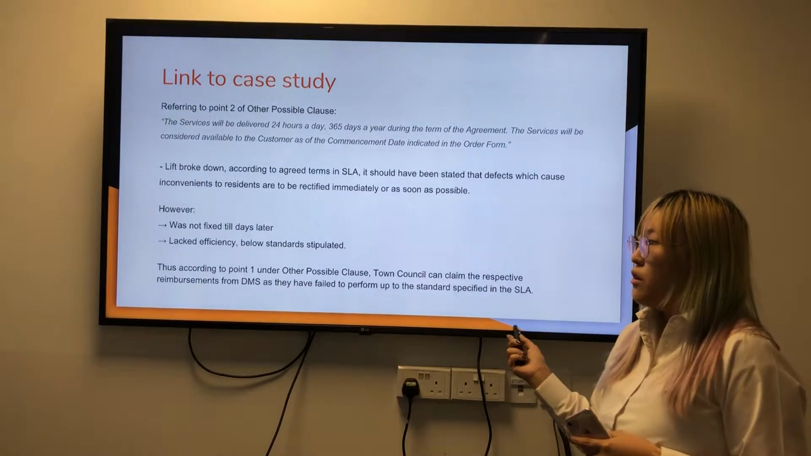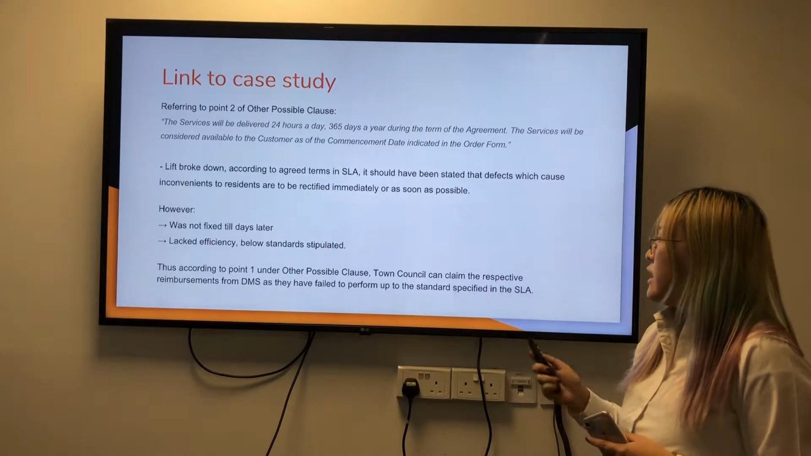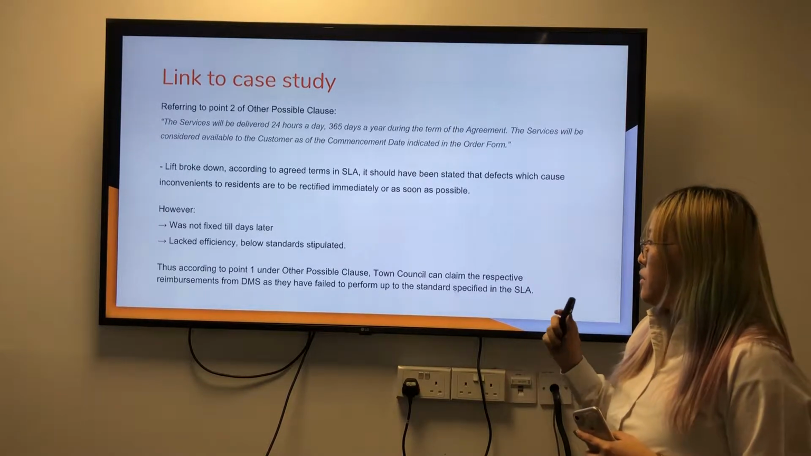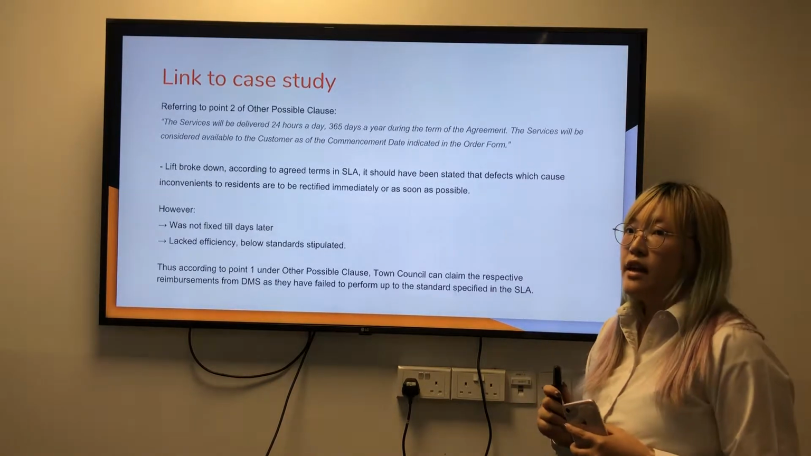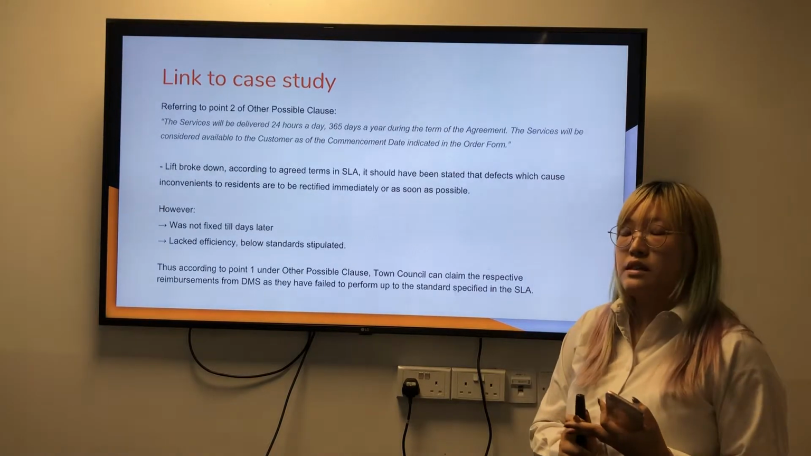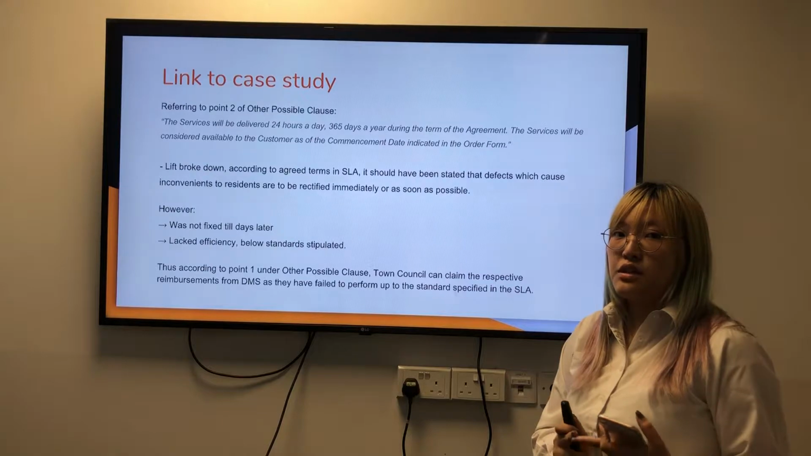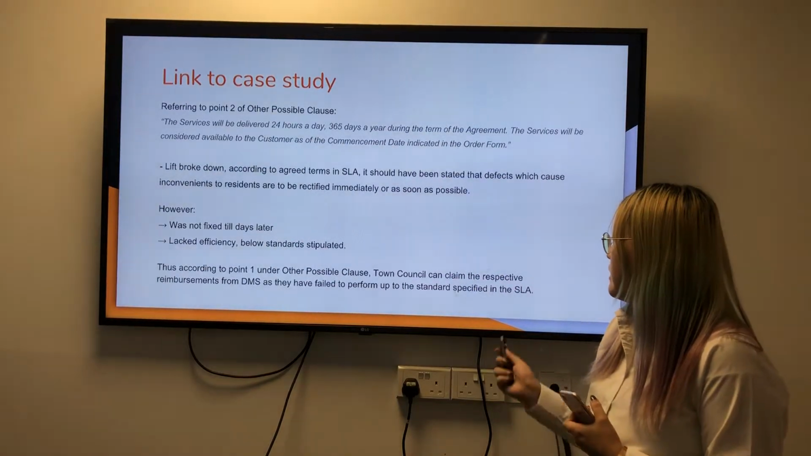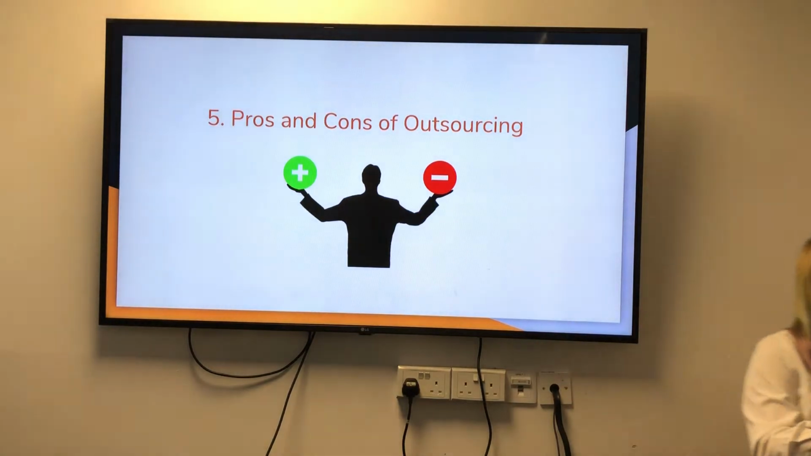So according to the first point under other possible clauses, town council can actually claim the respective reimbursements from DMS. They can either get it in credits or fines, or if serious enough, they could request a change in service provider, which will ultimately lead to the termination of the contract. So yeah, I'll pass the next round to Nicole.